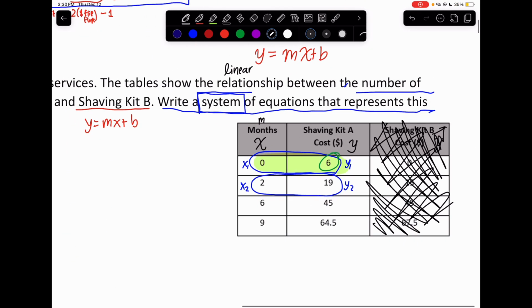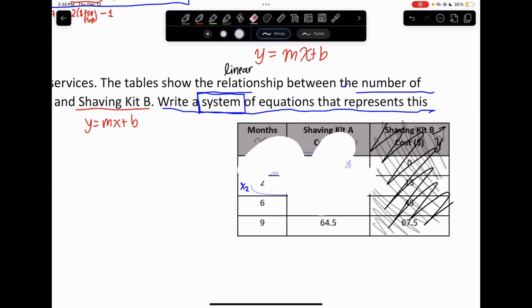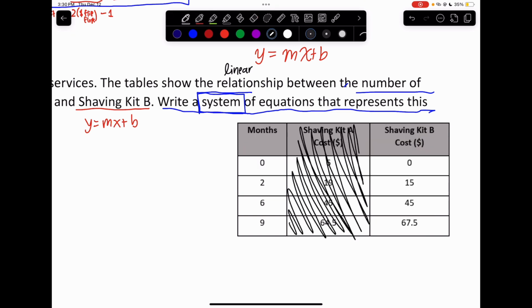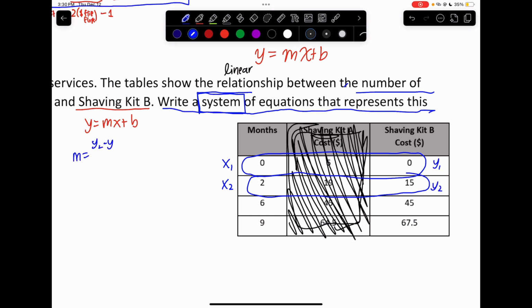So this time, let me erase everything that I have so far. This time, my shaving kit A is irrelevant to me. I don't care about shaving kit A. I want to look at shaving kit B. So once again, let's find our slope. I'll use the same 2 points, the top 2: 0, 0 and 2, 15. So x1, x2, y1, y2. So here my slope will be y2 minus y1 over x2 minus x1. So I'll get 15 minus 0 over 2 minus 0. So that's 15 over 2, which is 7.5.